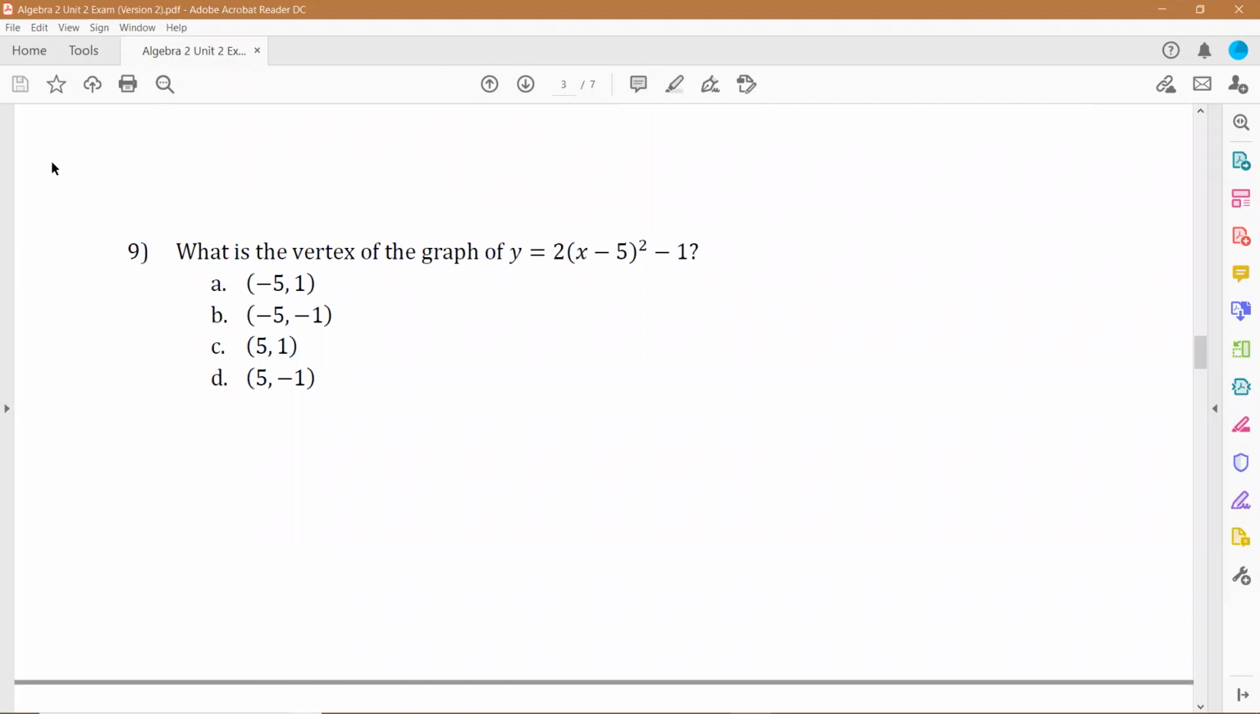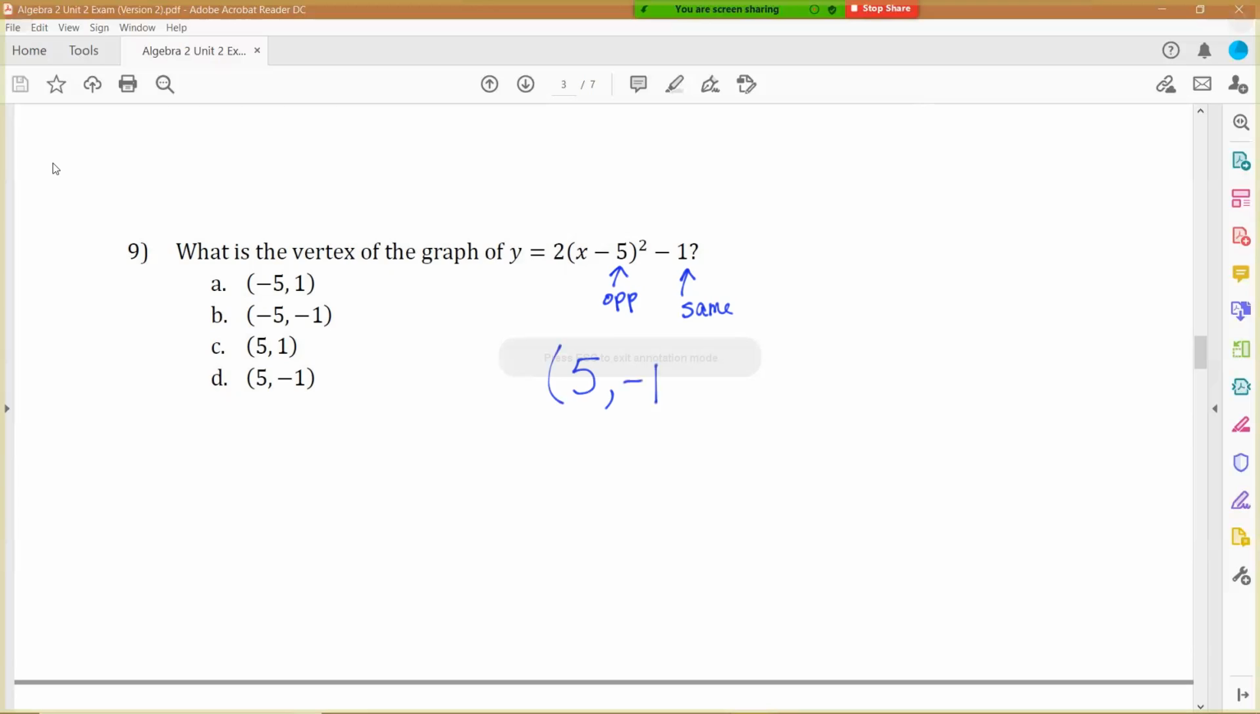Question number 9, probably my second favorite question on the test because it's also easy. No work required. Remember, this is in vertex form because we have these parentheses here. We want to take the opposite of the inside. The number on the outside stays the same. So I want the opposite of -5. So I want 5. And then the -1 at the end stays the same. So (5, -1) is my answer, which is letter D, worth 2 points on your test.